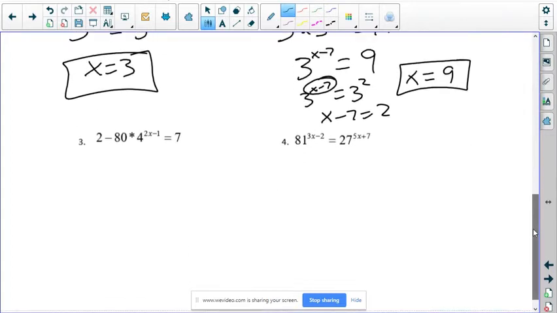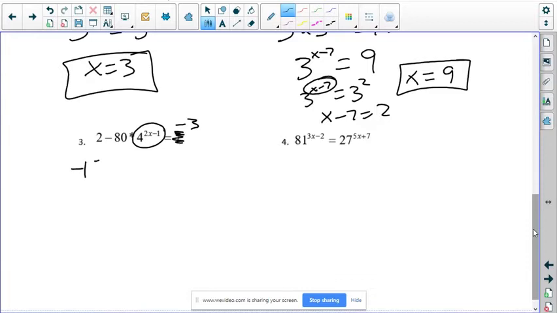For the third problem, I have a mistake here. This should be -3. Otherwise, the problem does not work. So we're going to solve this exponential equation with the right-hand side equals -3. Well, the first thing we would have to do here is try to get the exponential portion by itself. So we have this 2 we can subtract away.